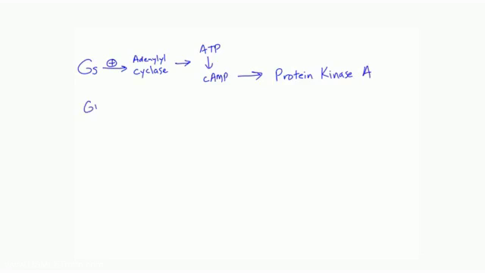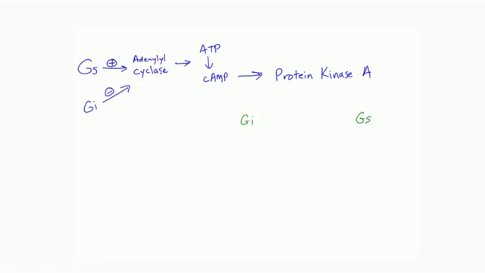And then GI is the third type of G protein, and I is for inhibit. So GI inhibits adenylyl cyclase. So you have less production of cyclic AMP and less activation of protein kinase A. So of all those receptors, D1 and D2 and beta 1 and alpha 2, out of all of those, which ones use GS and which ones use GI?